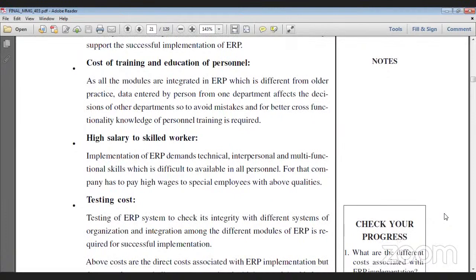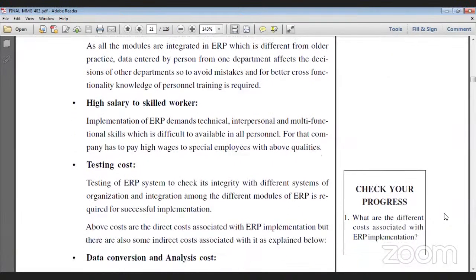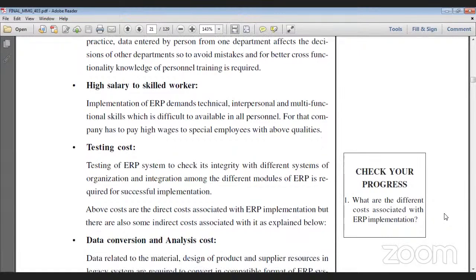The next point is the testing cost. Testing the ERP system to check its integrity with the different systems of your organization and integration among the different modules is required to have a successful implementation. So the above costs are direct costs associated with ERP. Now the indirect costs are explained as follows.